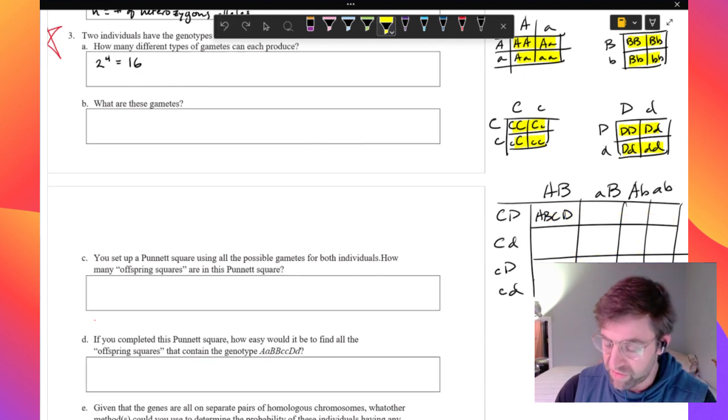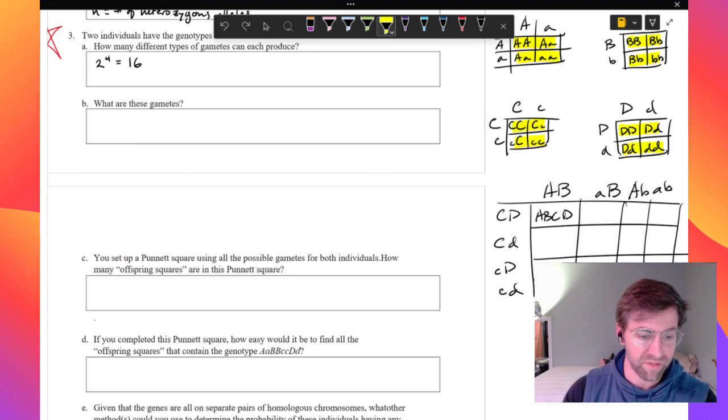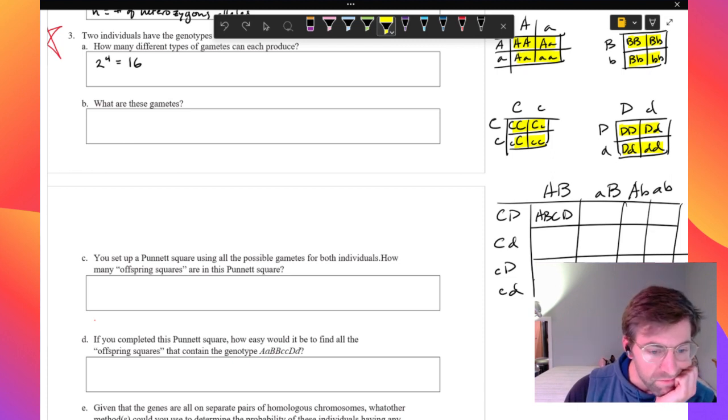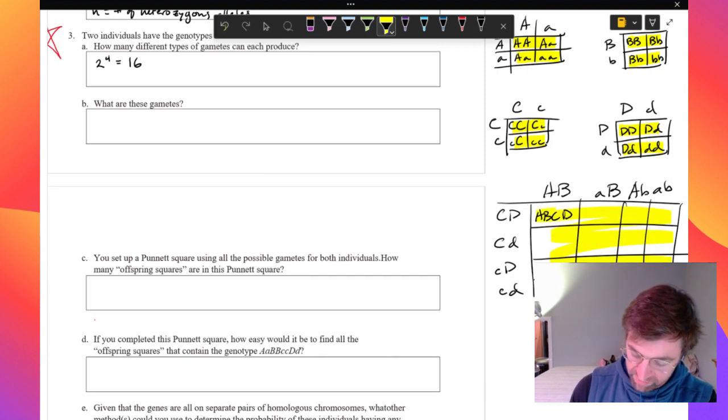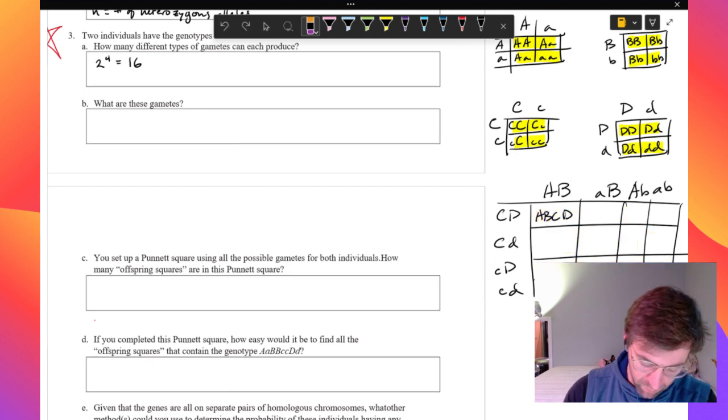It's not enough to just create the box and count up the number of squares and say there's that many individuals or that many possible combinations, because some of these combinations are going to overlap. Some of them are going to look the same. No, in this particular case, they would not. They would not look the same. So each of these would represent a unique individual with a different genotype.